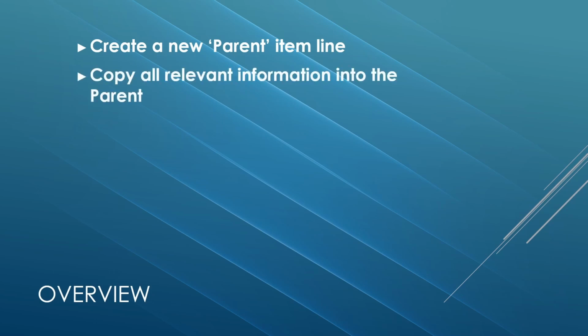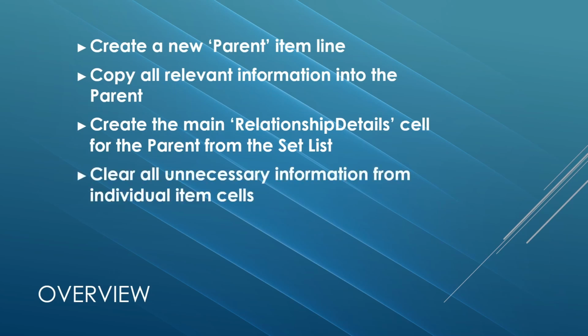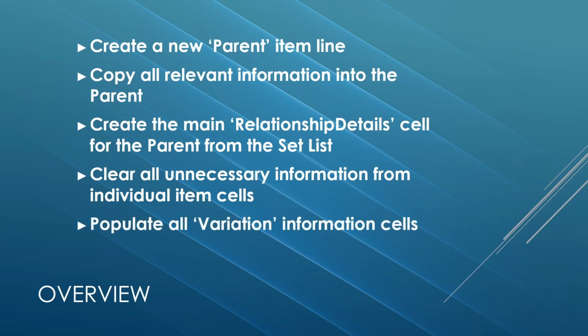We're going to copy all of the relevant information into that parent line. We are going to create the main relationship details cell for the parent cell from the set list. Again, don't worry, guys, we are going to go through this all. After that, we are going to clear out all unnecessary information that came in from the initial Car Dealer Pro CSV that has all of the information as if we were doing individual listings. We aren't doing individual listings, we're creating variations. Then we're going to populate all those variation information cells. And lastly, it's ready, we upload.